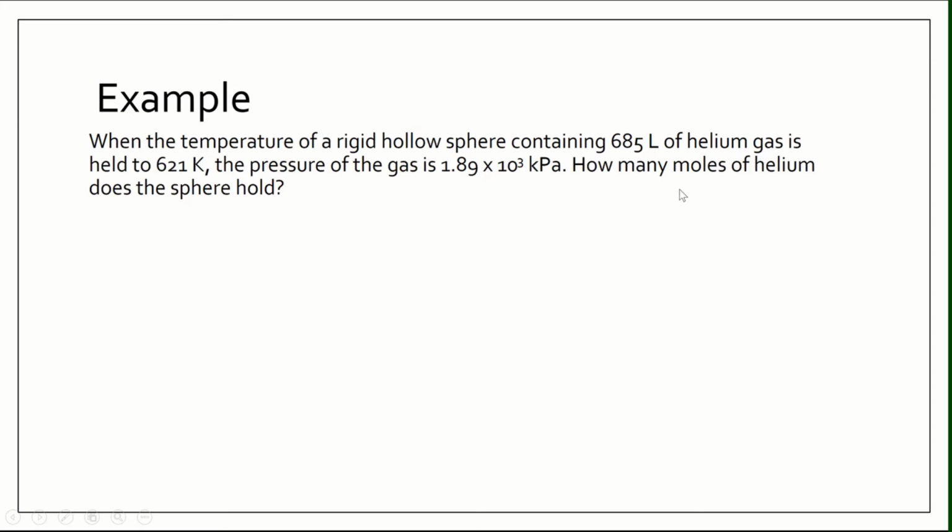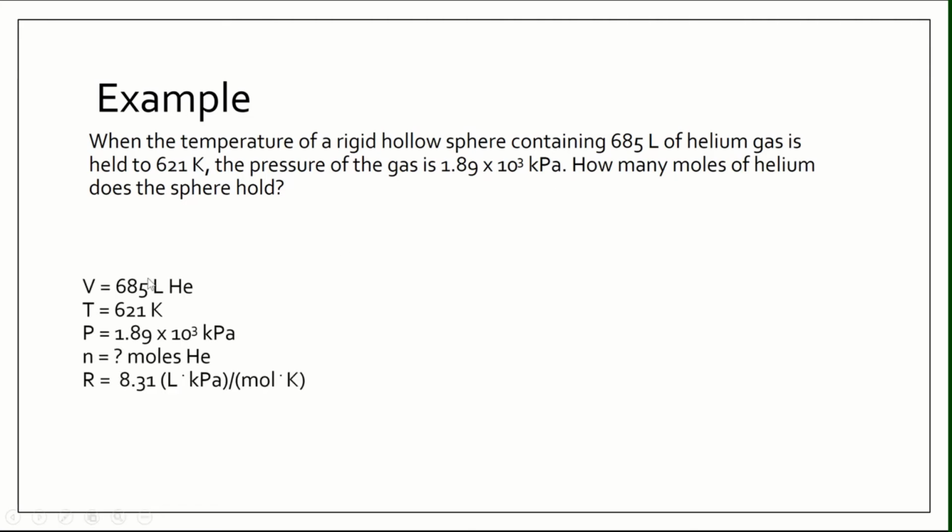We're not at STP, so we can't use the 22.4 liters per mole. STP would be 273 Kelvin and 101.3 kilopascals. We're not at either of those, so we can't use Avogadro's law.